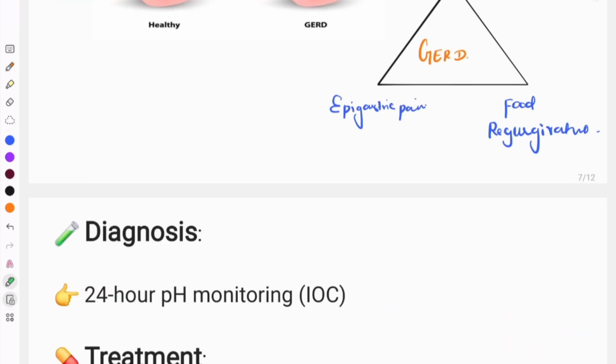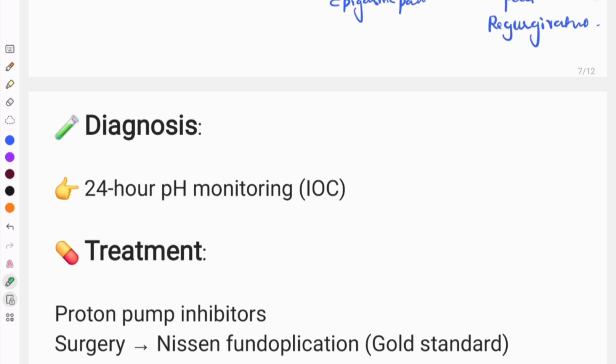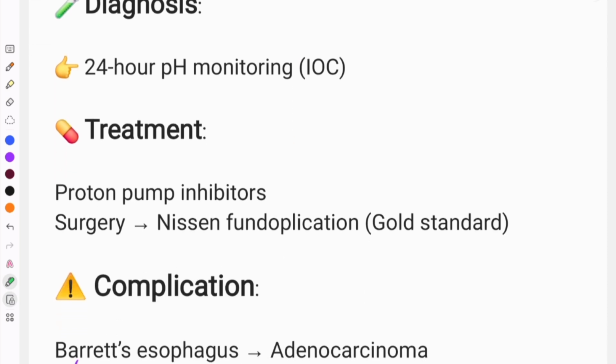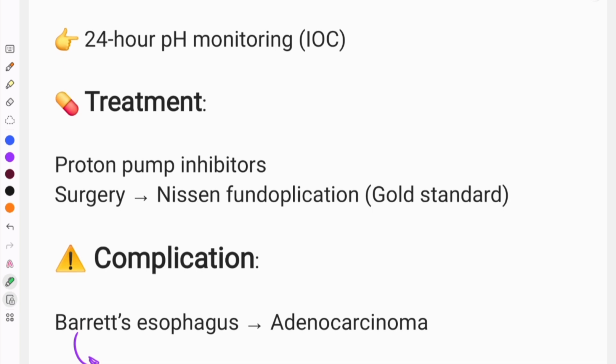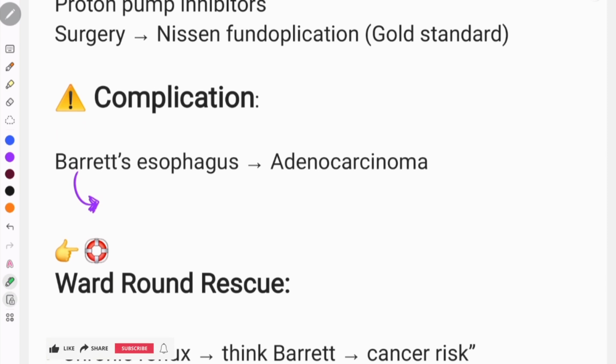How do we diagnose GERD? It is 24-hour pH monitoring, which is the investigation of choice, not endoscopy, not ultrasound or any other imaging. And the treatment will be proton pump inhibitors. The surgery will be Nissen fundoplication, which is the gold standard surgery for GERD. Now, what are the complications?